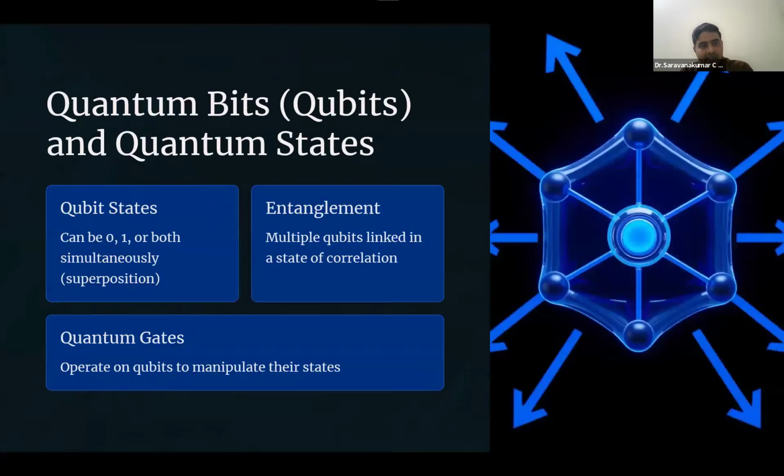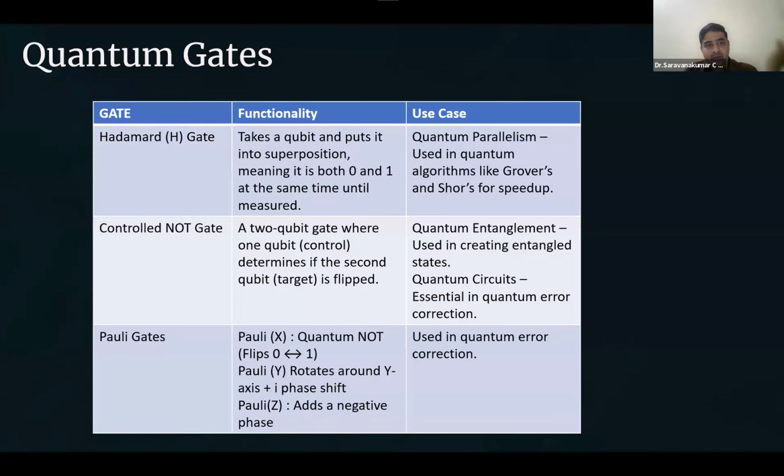And when you come to the gates, there are three important gates: Hadamard gate, controlled NOT gate, and Pauli gates. You can leave out the functionality, because these are in the text and of course we can refer to it anytime. But normally, the H gate is used to perform superposition, and the controlled NOT gate especially performs entanglement.